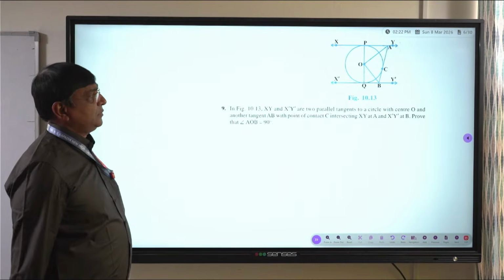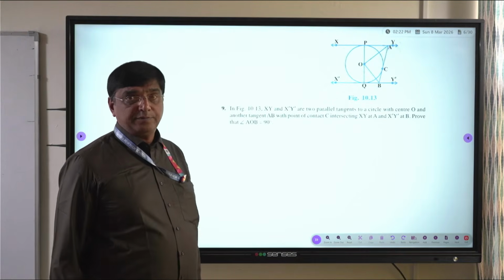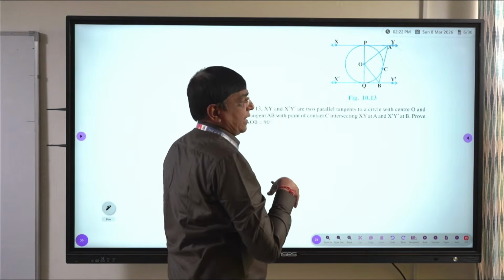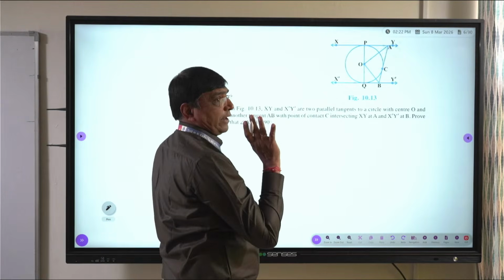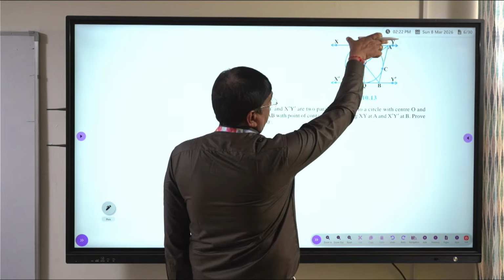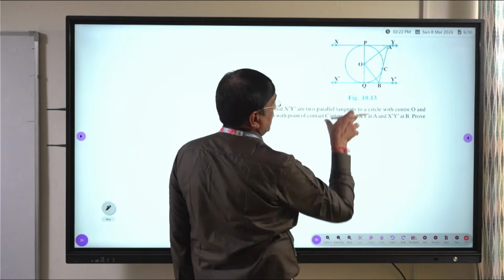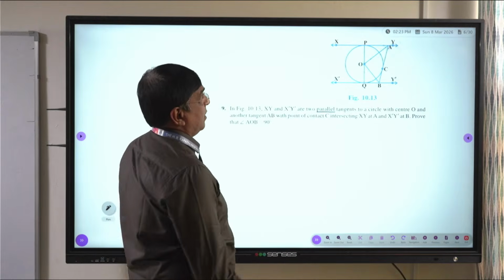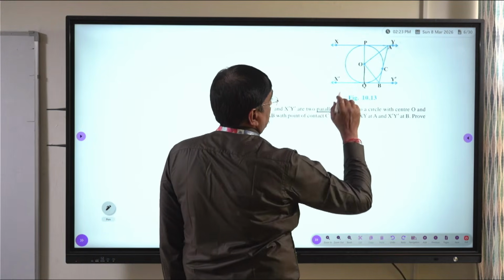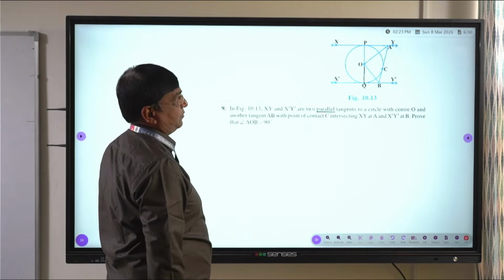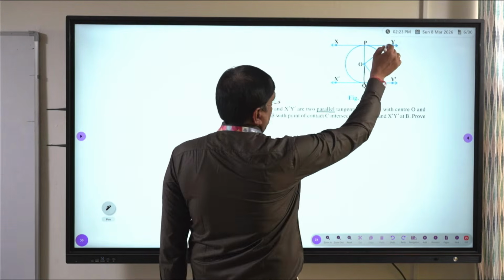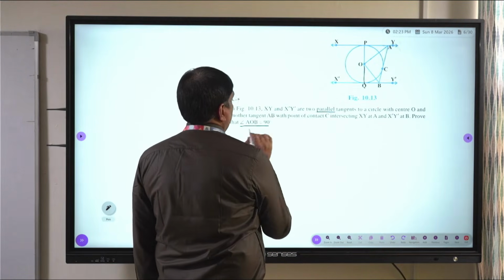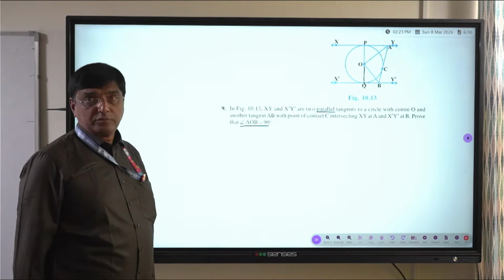Next is again of chapter 10. Diagram given, that is xy and x dash y dash are tangents, is of question 9 of textbook. Diagram given in which xy and x dash y dash are two tangents and both are parallel. PQ is a diameter. We have to show that angle AOB equals 90.